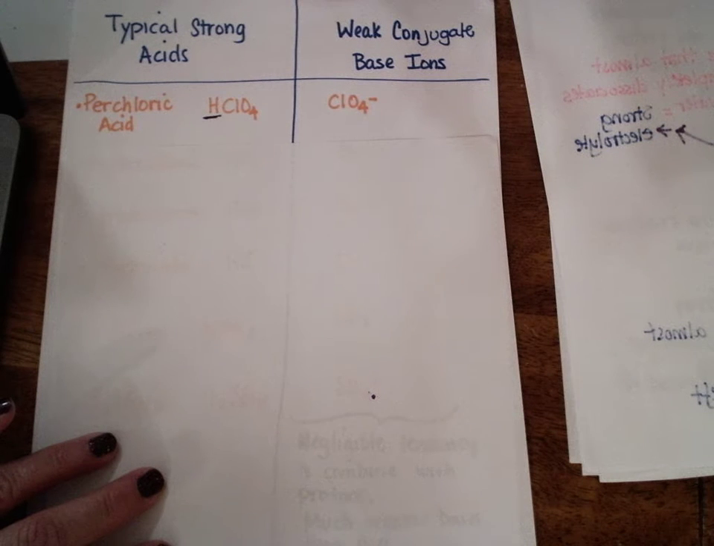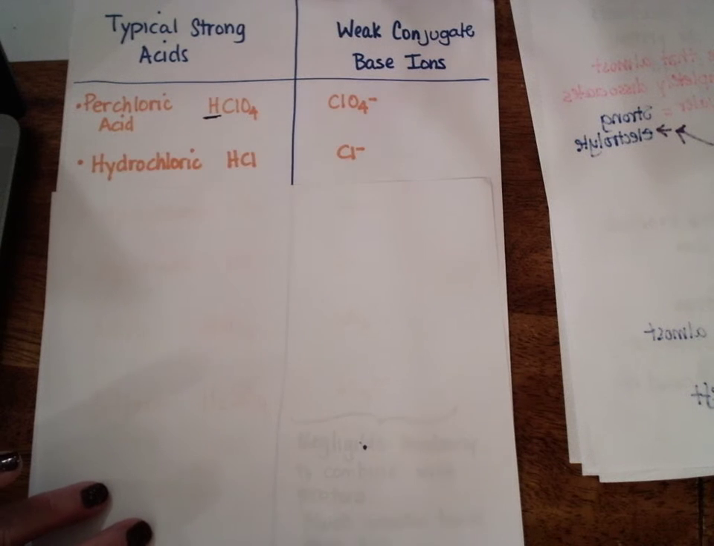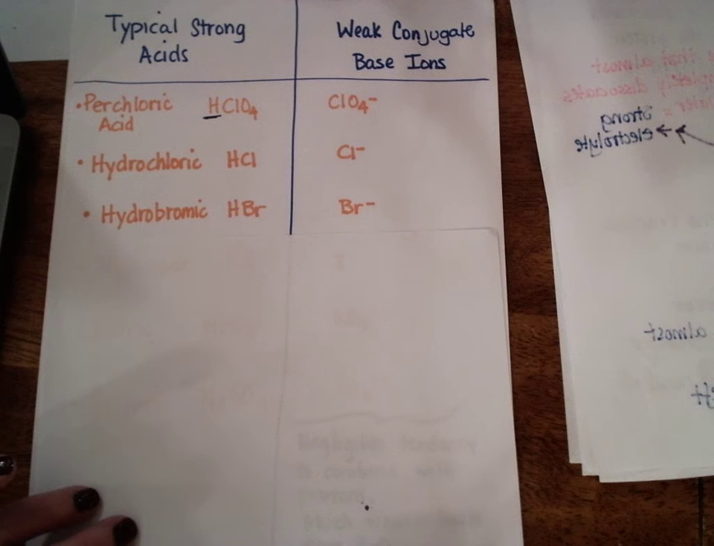For it to dissociate, what would be floating around in the solution would be that ClO4 minus. I can do the same thing with hydrochloric acid. It's a very strong acid. It's going to dissociate in water, and it's going to give me some chloride ions floating around with some hydronium ions. And I can move on down the line.